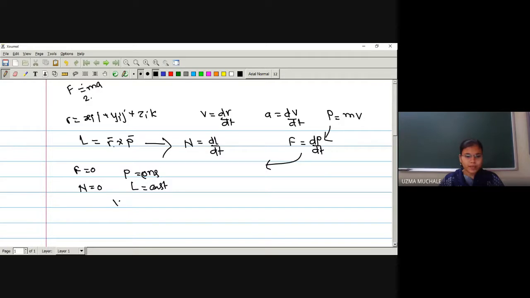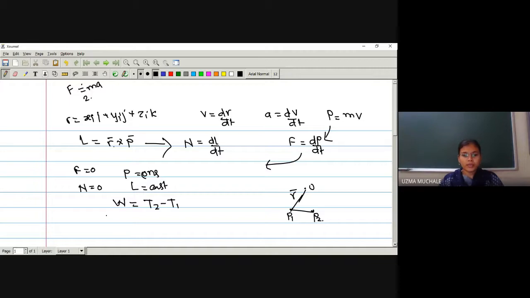For the next part, we have seen the work done formula. It is equal to T2 minus T1. What we have done for this: we have kept some origin O, and this r bar is the position vector of a particle, and the particle is displaced from position P1 to position P2. The particle is at some distance from the origin.